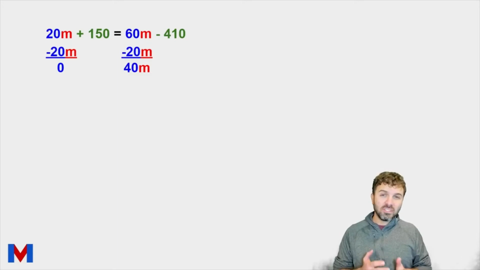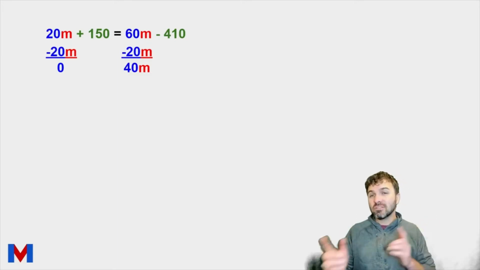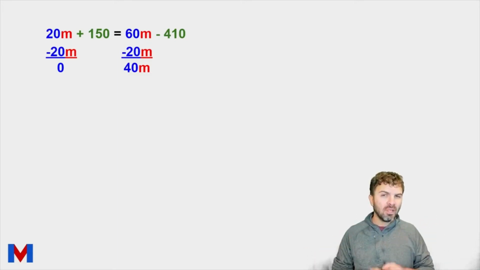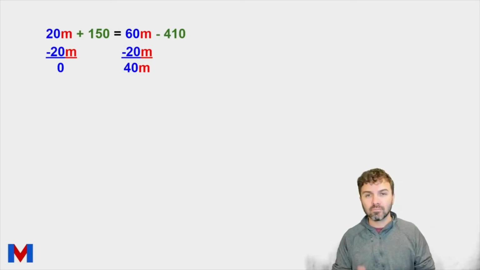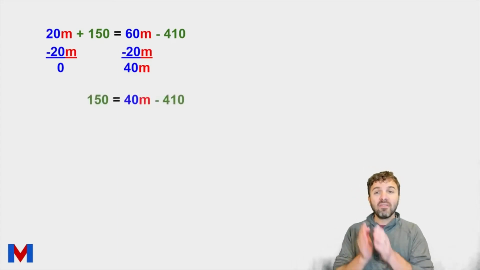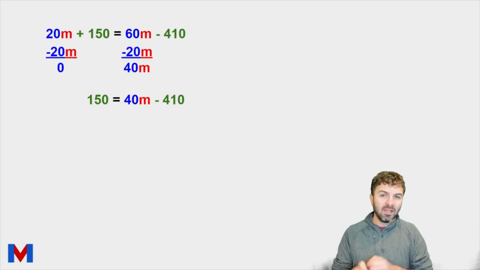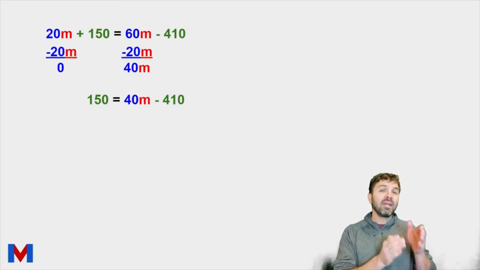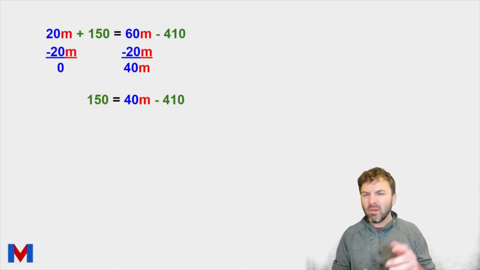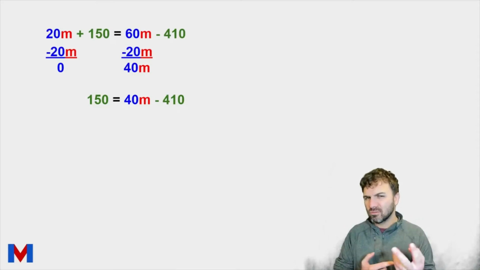This is still an equation. We're still trying to balance it out. So we still have to do the same thing to both sides. But you gotta be careful what you're subtracting from, because we're still combining like terms. Okay? So what we're left with here on the left side is positive 150, and I know it's positive because it's plus 150. And on the right side I have 40m minus 410. And now I just have a two-step equation here. So this we can do.